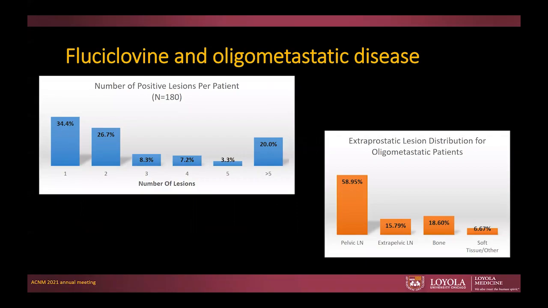So for fluciclovine, among the patients at our institution, you can see here in the graph that 80% of them had 5 or fewer lesions. And in fact, the majority of them had 1 or 2 lesions. And you can see on the right side that the distribution was predominantly within the pelvic lymph nodes. So again, it's the same rule of what I showed you.